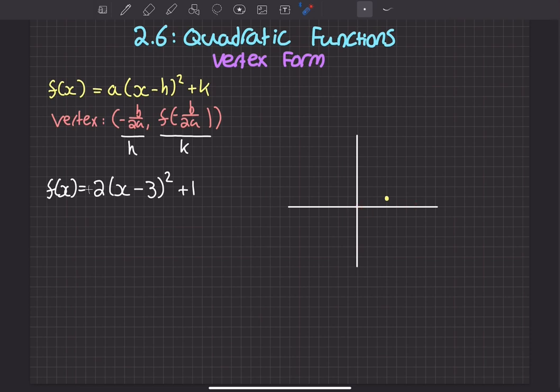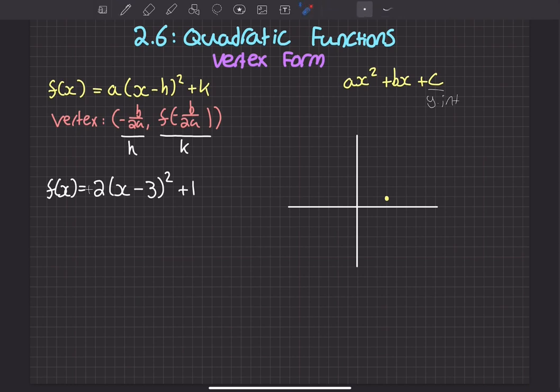So the other key feature of this graph would be the y-intercept. And how do we find this y-intercept? Well, if you remember from standard form, we said that ax squared plus bx plus c, the c here is the y-intercept, right? So why don't we put this function in this form and then find out what the c is, right? So how do we do this?